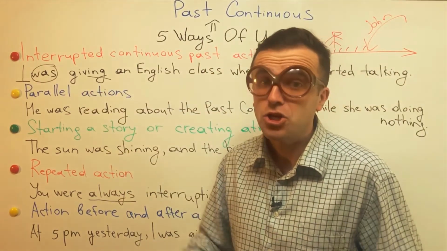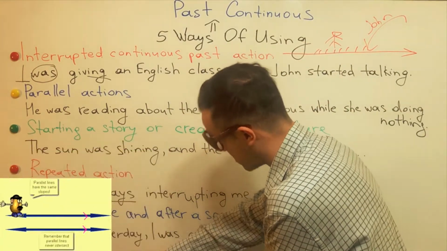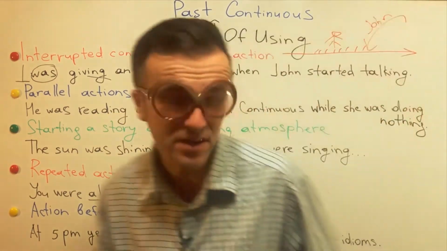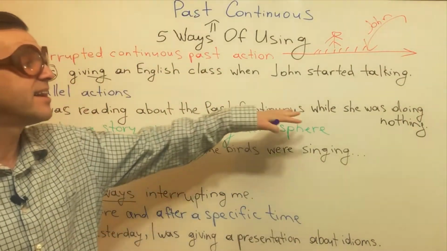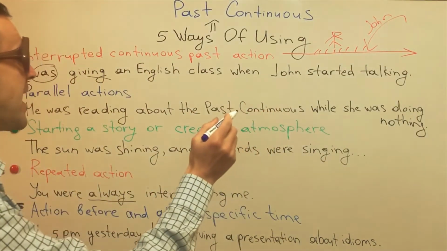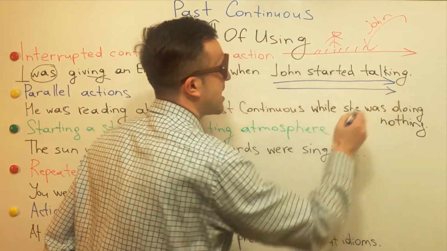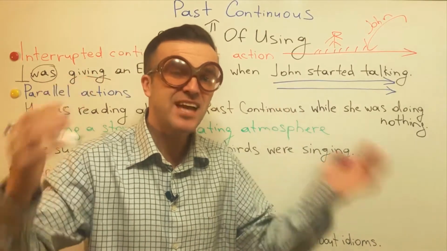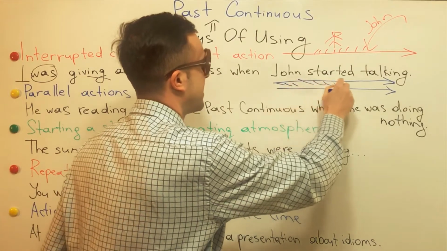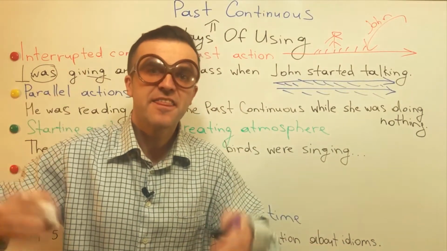Parallel actions. Do you know the word parallel, guys? So, parallel actions. So let's imagine that he was reading about the past continuous peacefully, yes, while she was doing nothing. So, in this case, we have two graphs, two lines that are going on simultaneously, okay? So this is he, and this is she.